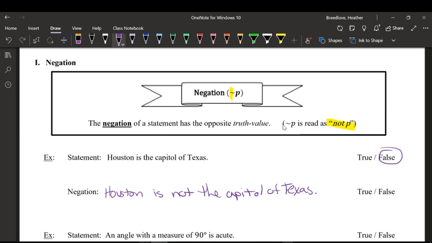And that is true. So it has the opposite truth value, because we didn't change any of the words in the statement. We just added the word not. That's it. And that's a negation.